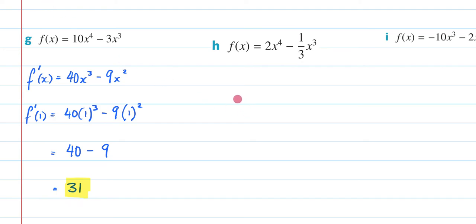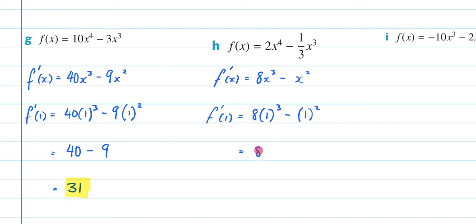Let us keep moving. I'm going to differentiate this, and I'm going to get 8x cubed minus 3 times 1/3 is just 1, so it's just going to be x squared. Then I'm going to put 1 into this, and let's see what comes out. 8(1) cubed minus (1) squared is just going to be 8 minus 1, which is just going to be 7. Let's highlight that.